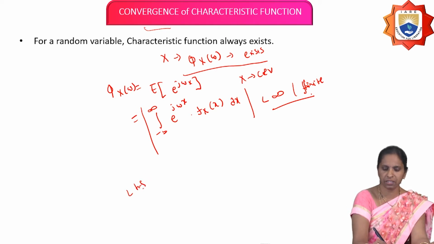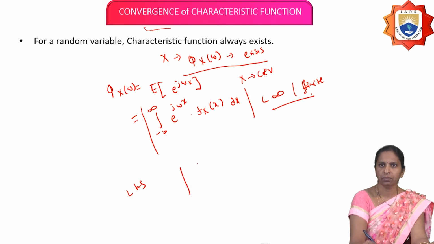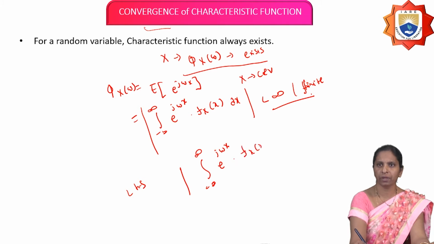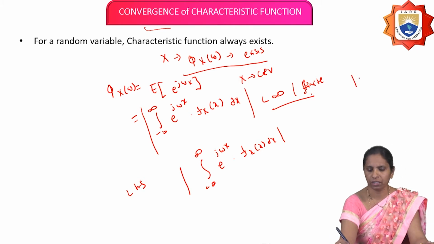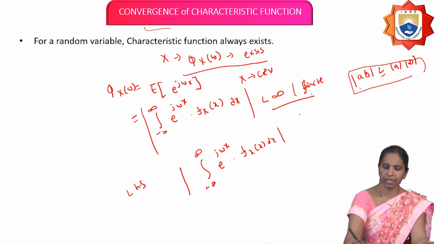So I am taking the LHS. What is the LHS here? Mod, which is nothing but absolute value, of the integration from minus infinity to infinity of e power j omega x into f x of x dx. Now we know one condition. What is mod of AB? It is always less than or equal to mod A into mod B. By using this theorem, you can write this down.